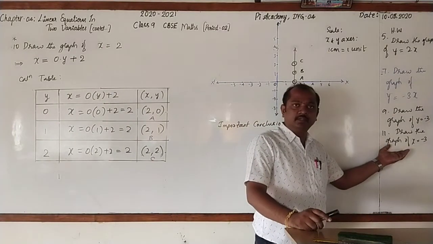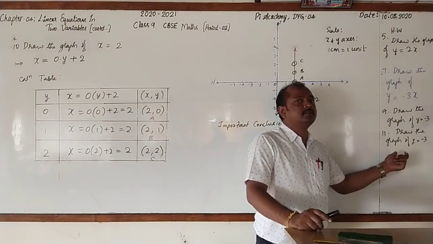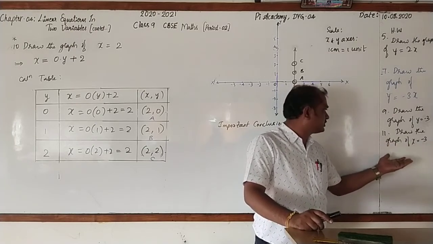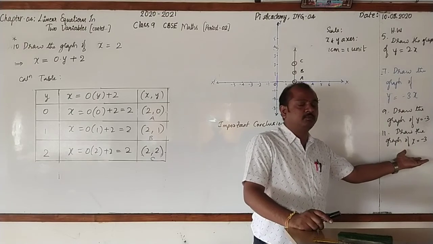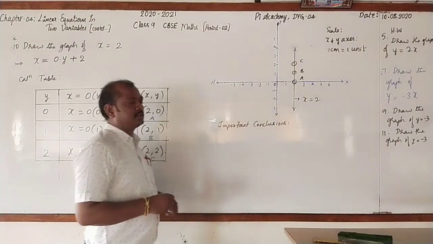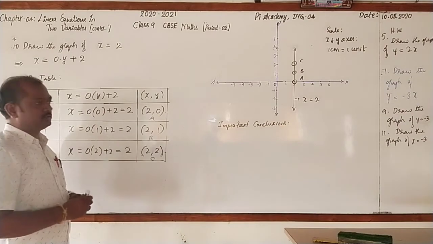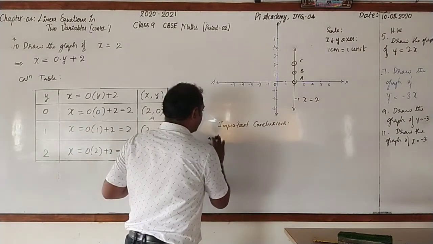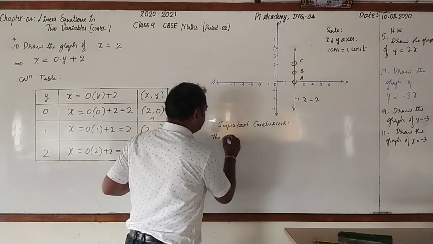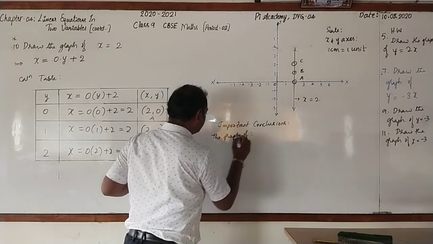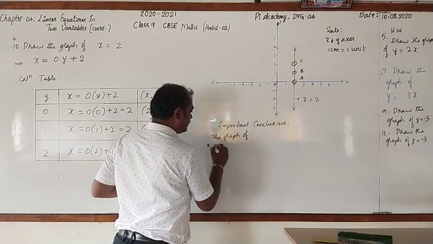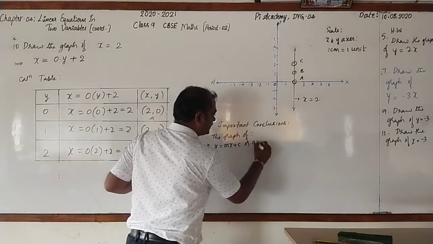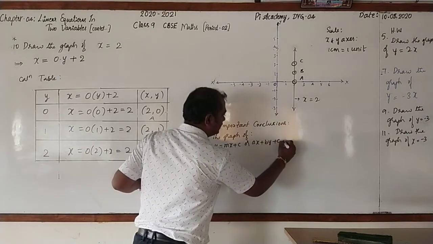Yes, students, you might have done this, right? Now, what do you say about the graph? Graph is a straight line, but how is it with respect to the x or y axis? As it is x equal to constant, it will be parallel to the y axis. Now, important conclusions. Please do remember, the graph of y equal to mx plus c, it is nothing but ax plus by plus c equal to 0.